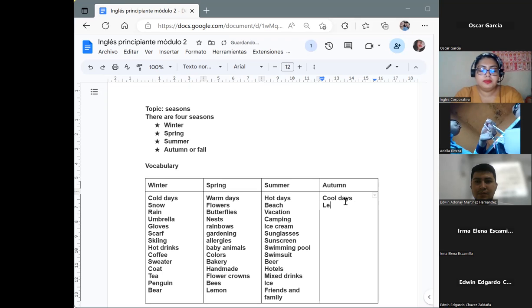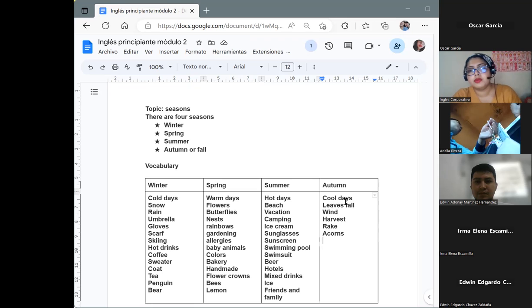Then we have leaves fall. Se caen las hojas. Tenemos wind, más viento. Harvest. En este caso hay muchas personas que recogen sus cosechas. Then we have another thing that is the rake, que son rastrillos, ¿verdad? Que se utiliza para recoger esas cosechas. We have also acorns. Que en este caso son bellotas, pero nosotros no tenemos como esas bellotas here.